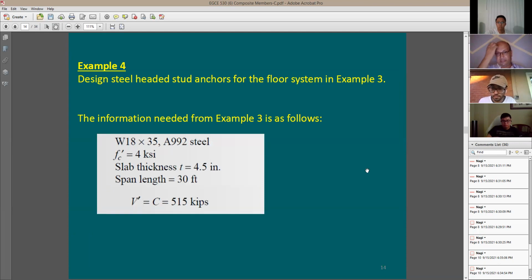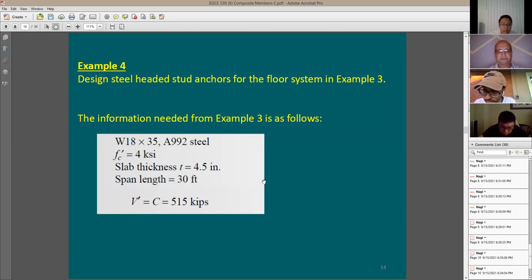Okay. We're gonna see here one example that we just used. Now we'd like to continue and find out the number of studs for the same steel beam that we designed in example 3. We see that slab thickness is 4.5, span is gonna be 30 feet, concrete strength is gonna be 4 KSI, and the maximum compression force, which means A_s times F_y, is gonna be equal to 515 kips, which is the same as the C.